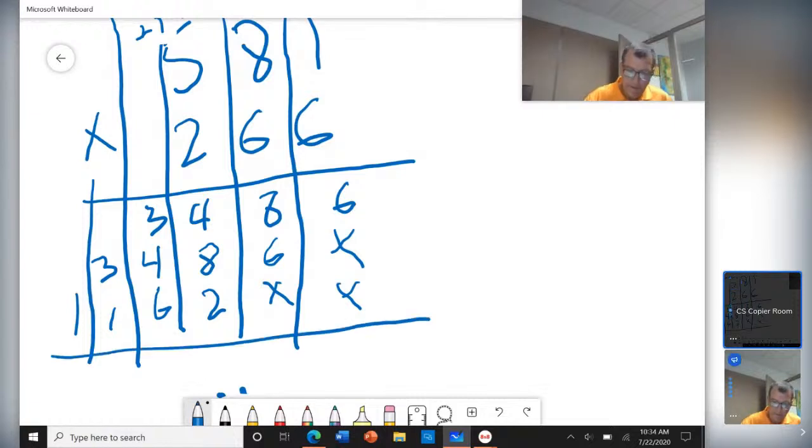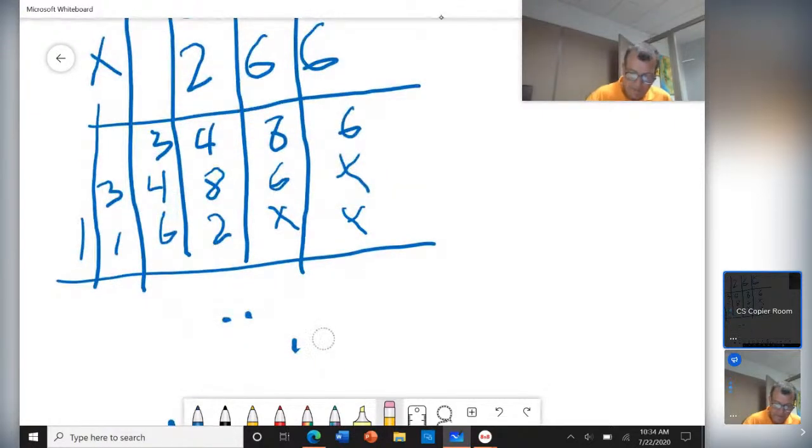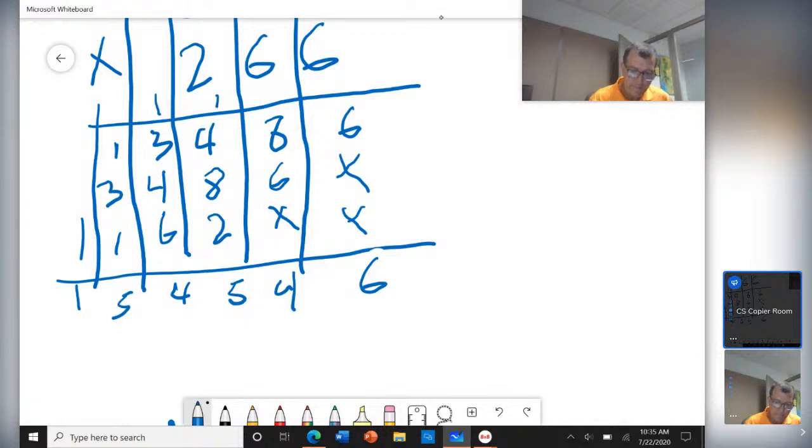And we're just going to go down and add this up. Oops, let me get this out of the way. 6. That's 14, carry the 1. 2 plus 8 is 10, plus 4 is 14, plus 1 is 15. Carry the 1. 4 plus 6 is 10, plus 3 is 13, plus 1 is 14. Carry the 1. 1 plus 3 is 4, plus 1 is 5, and 1. So this one would be 154,546.